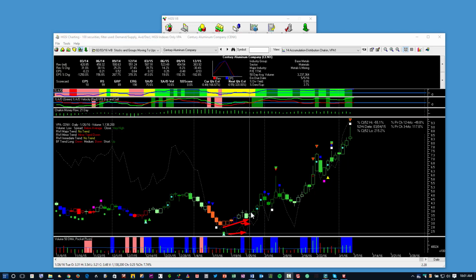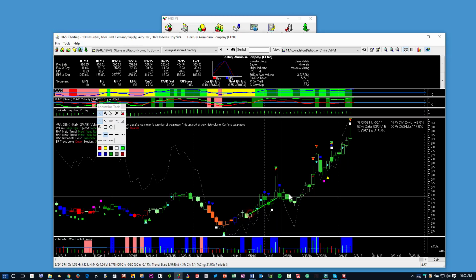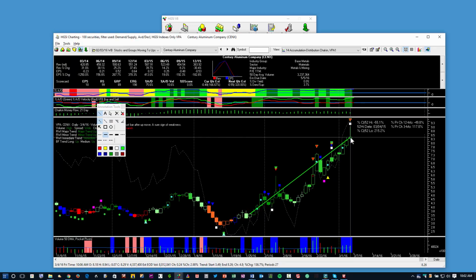And since that time, if I do an alternate A and move from here to the close on Friday, over that time period it gained 137.2% over 27 periods. Tremendous move. To summarize this, relative strength is very important.